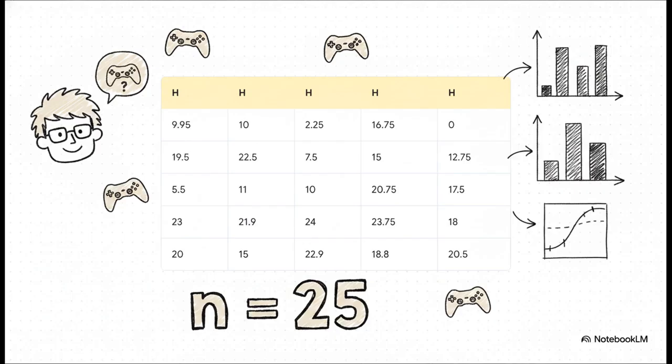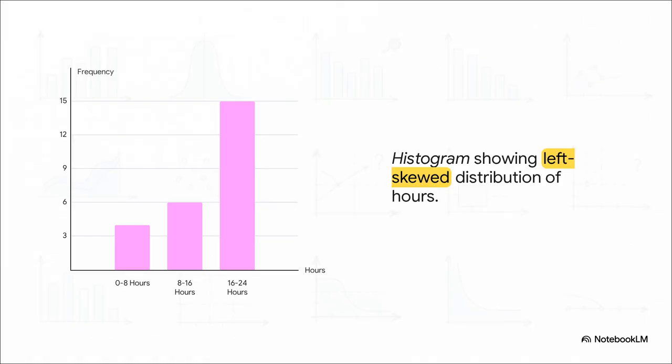Now, just staring at this wall of numbers, it's pretty hard to tell what a typical weekend looks like, isn't it? Let's grab that wide-angle lens first, the histogram. If we group the data into intervals of 8 hours, here's what we get. From 0 to 8 hours, we have a frequency of 4 students. From 8 to 16 hours, 6 students. But check out that 16 to 24 hours block. We have a massive frequency of 15 students clustered right there.